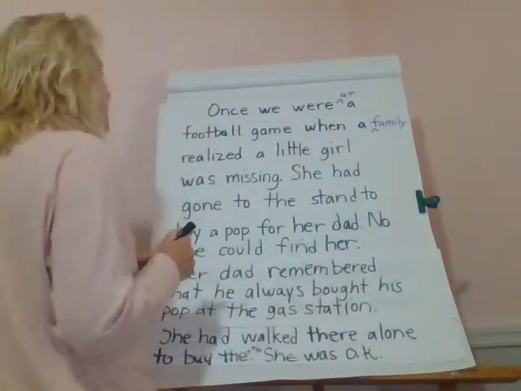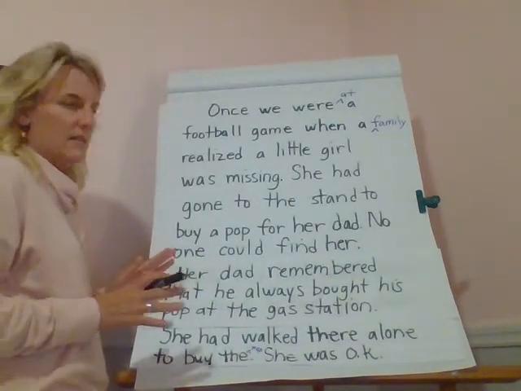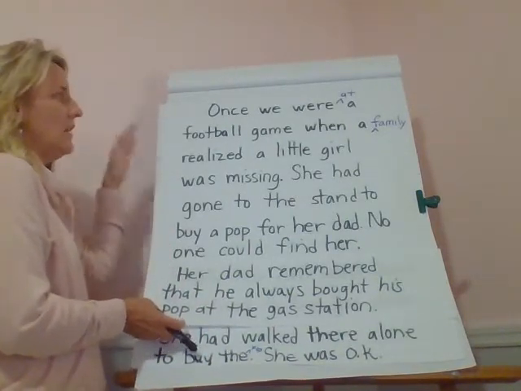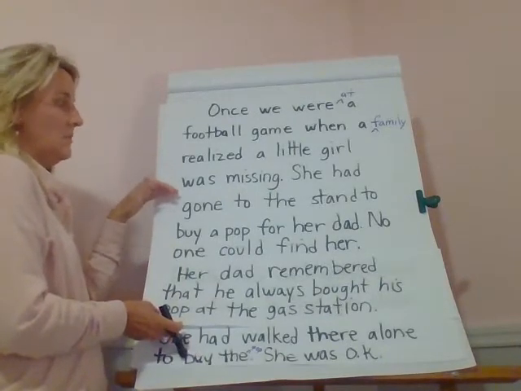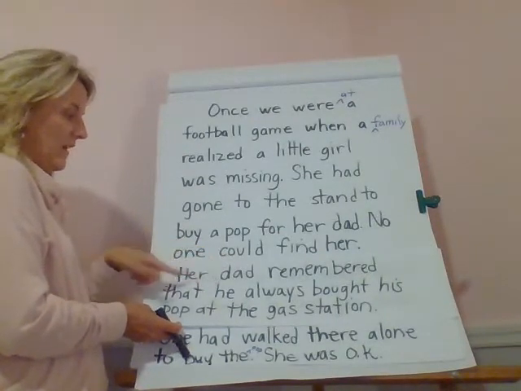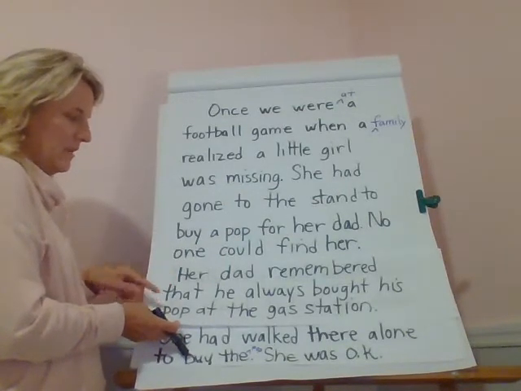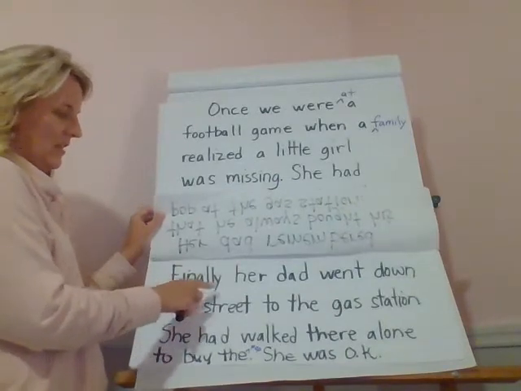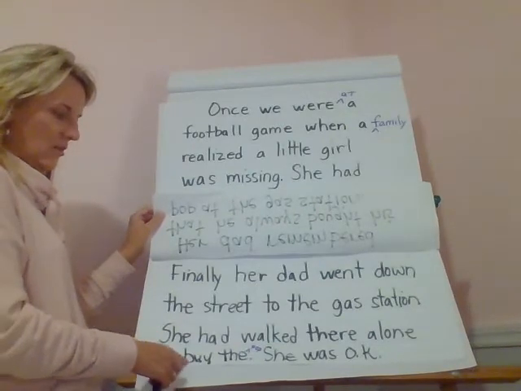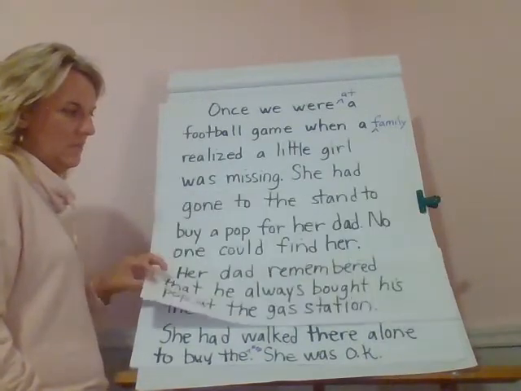Okay. Now I'm going to read it through another time to add this detail in and then see if you like the story better. It says, once we were at a football game when a family realized a little girl was missing. She had gone to the stand to buy a pop for her dad. No one could find her. Now I'm going to read my flap. Her dad remembered that he always bought his pop at the gas station. Finally, her dad went down the street to the gas station. She had walked there alone to buy the pop. She was okay. Boys and girls, do you see how this flap added my whole sentence in?